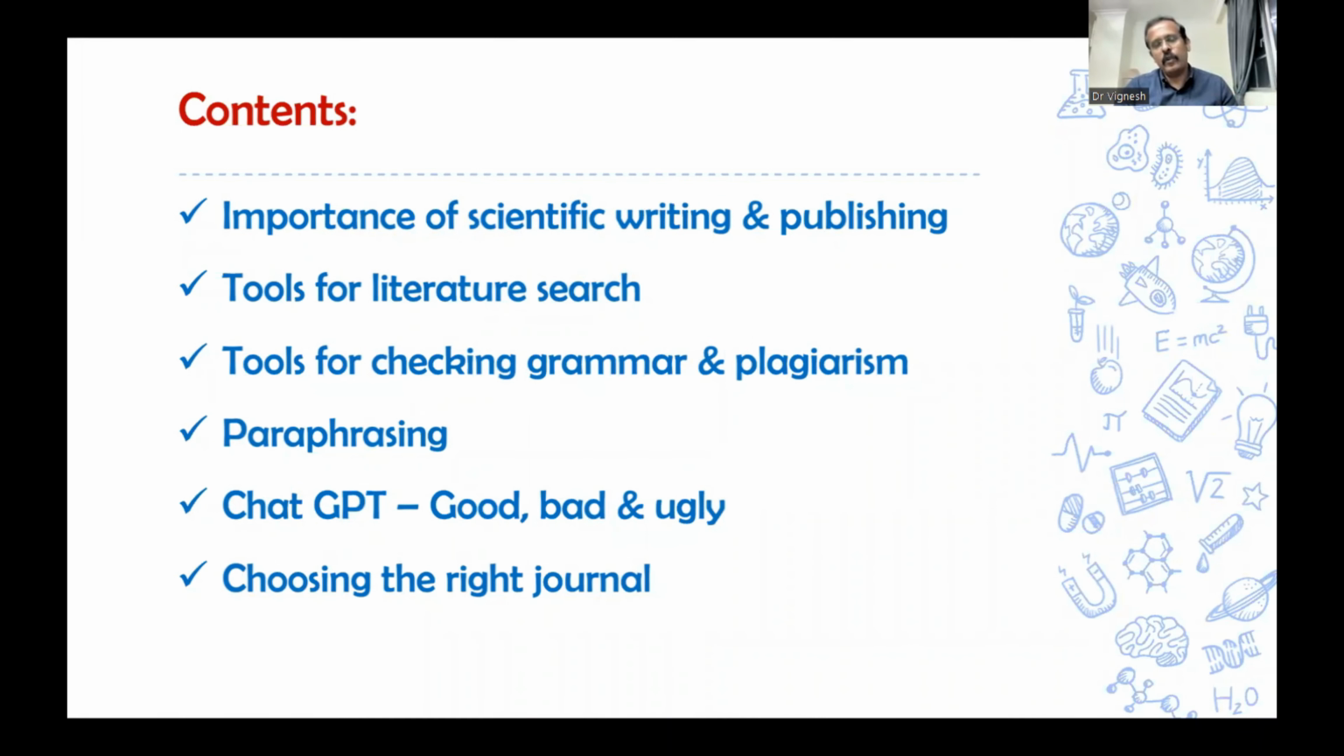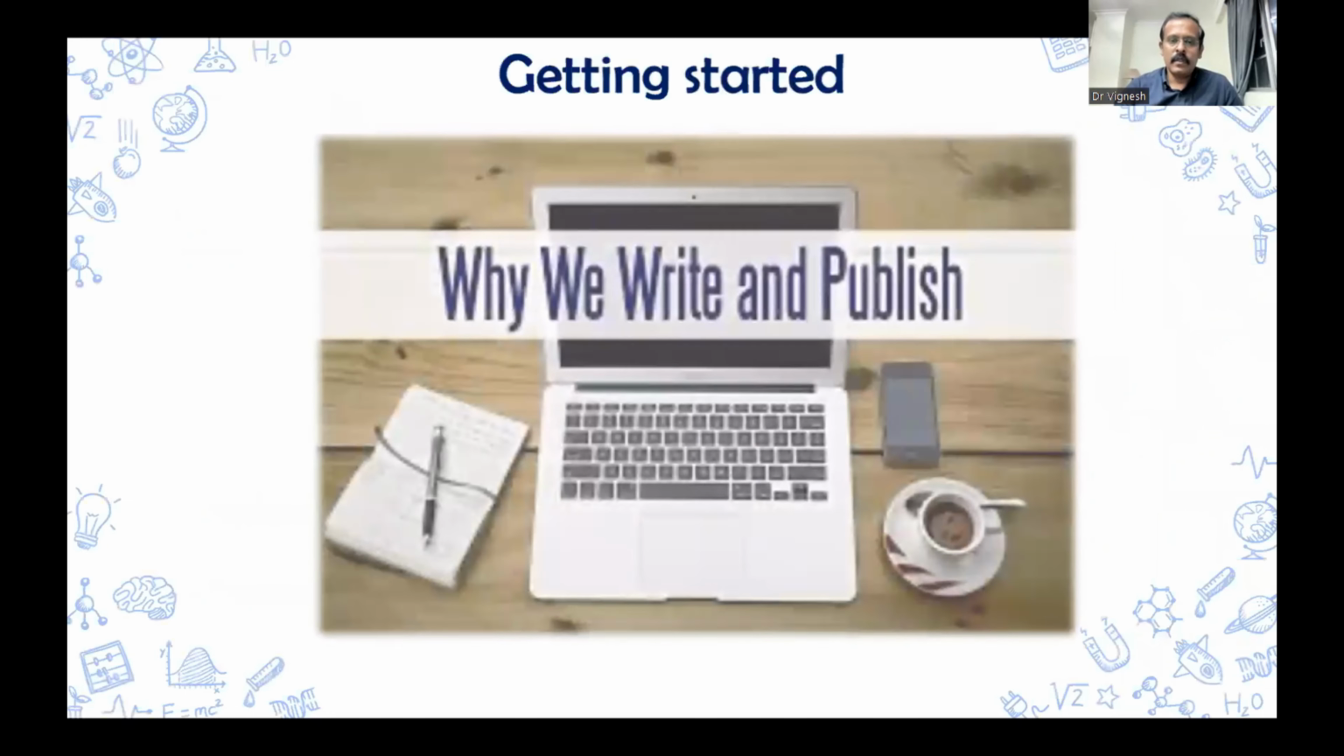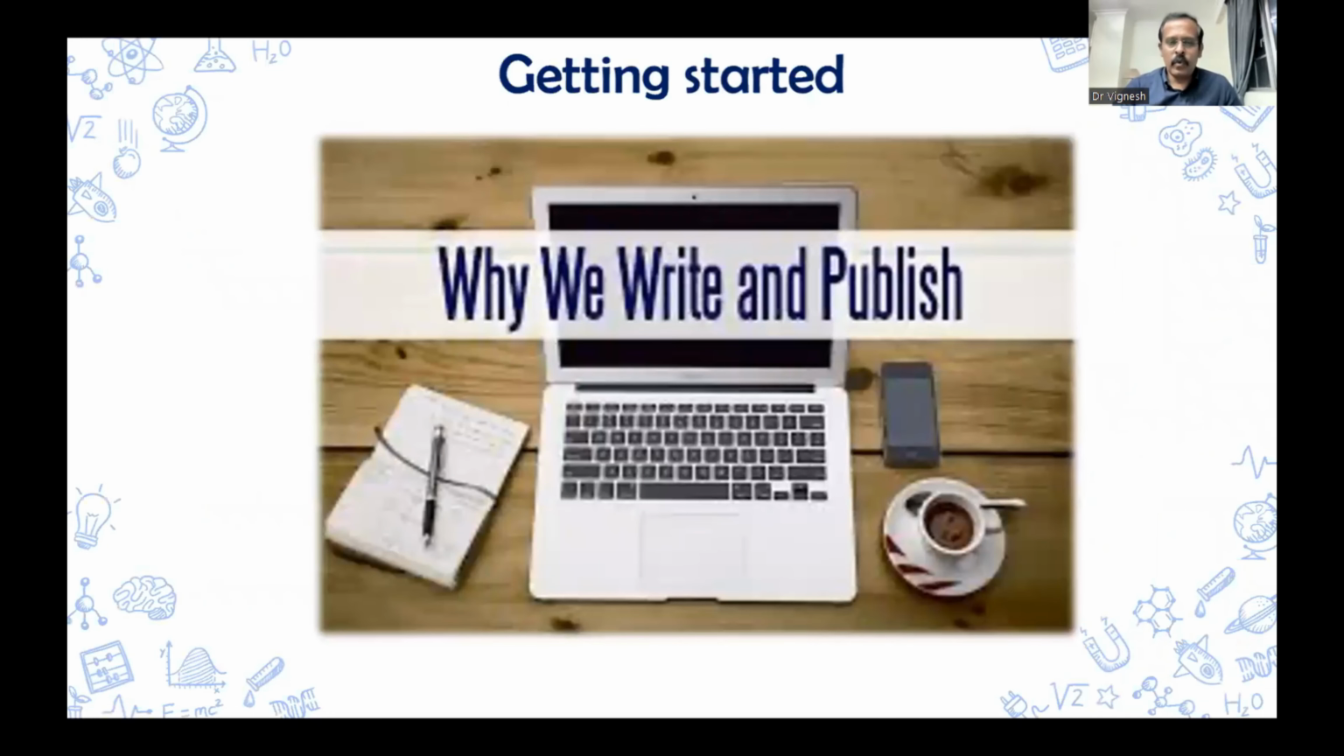So you can see a flow here. Once we start writing, we start with the research question, then we go into a literature search, and then we start drafting. And during the drafting, we need help for grammar checking, plagiarism checking, and paraphrasing kind of tools. And then finally, we end up with choosing the right journal for submission. So with this intro to the contents, to start with, why do we have to write and publish?